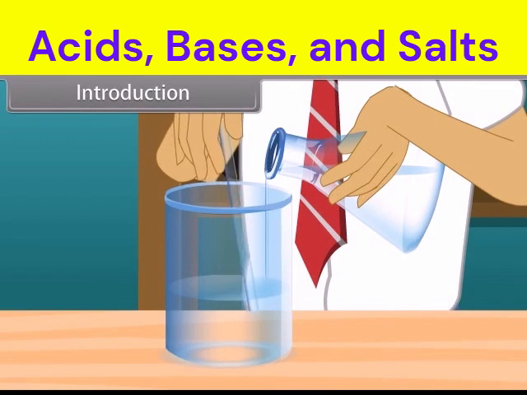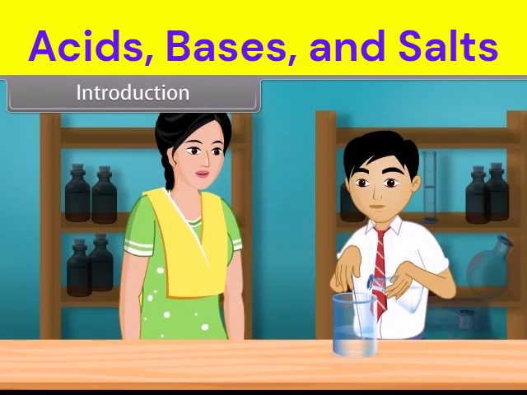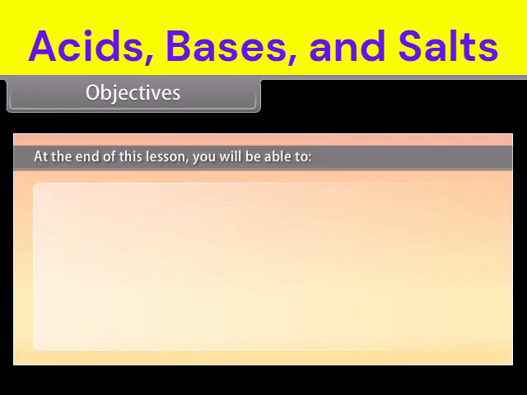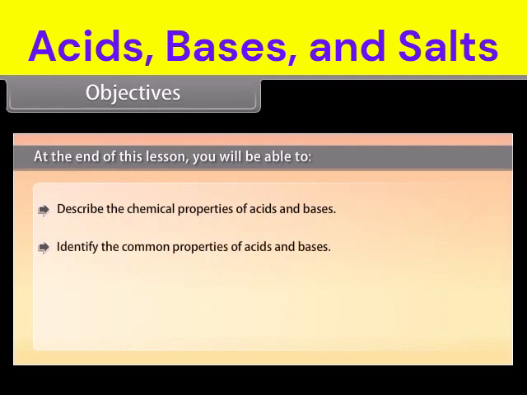Why is it so? Let me tell you, it is because of the reaction between acid and bases. Children, in this lesson we will learn about the chemical properties of acids and bases and about salts. At the end of this lesson, you will be able to describe the chemical properties of acids and bases, identify the common properties of acids and bases, describe the strength of acids and bases, explain salts.